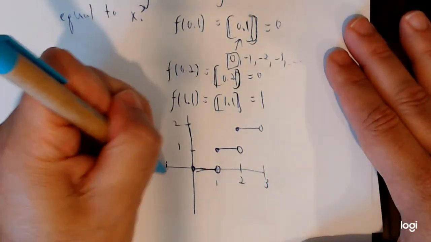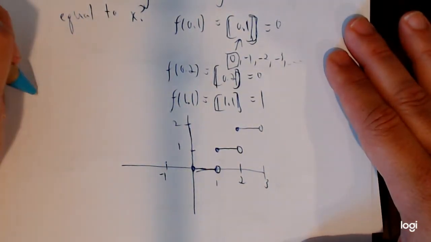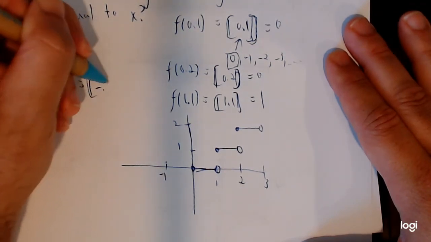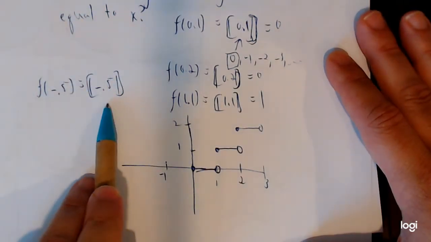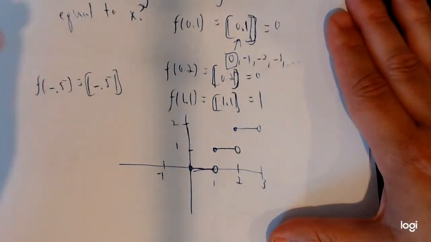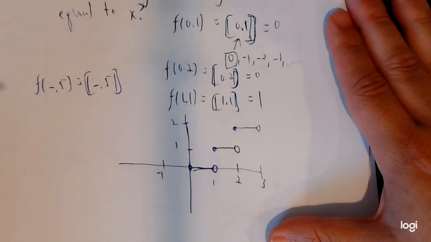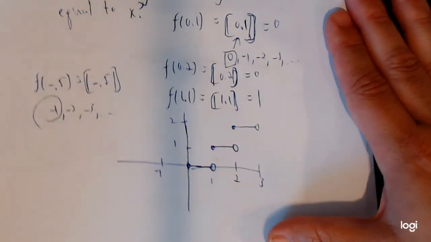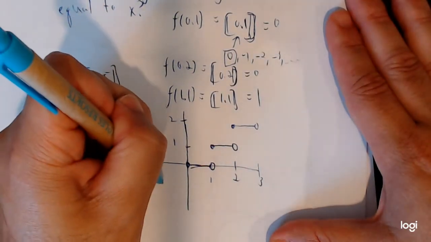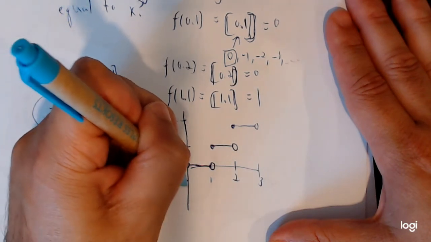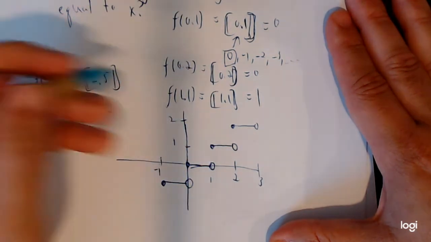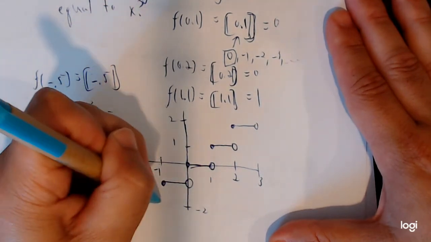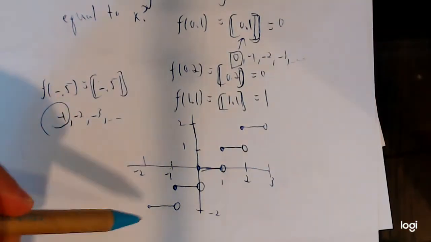Now, for the negative side, let's be careful. What if I were to do f of negative 0.5, which is the greatest integer of negative 0.5? What's the greatest integer less than or equal to negative 0.5? Let's think about this. What are the integers less than negative 0.5? It's negative 1, negative 2, negative 3, and so on. So the greatest integer is negative 1. So from negative 1 to 0, it'll be like that. And then from negative 2 to negative 1, the value will be negative 2, and all the way to negative 1 it'll stay negative 2. And so that's what the greatest integer function looks like.